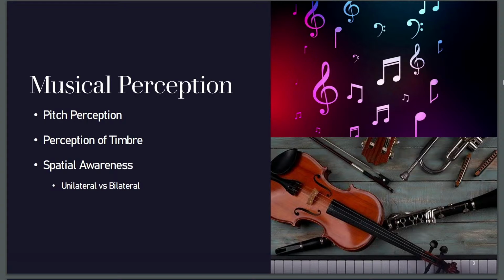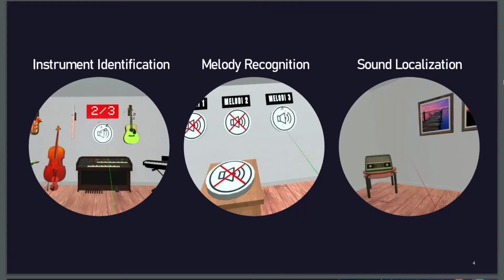So what we are focusing on are the limitations of the device, such as pitch perception and the perception of timbre, so the ability to differentiate different musical instruments, and not only in the context of music, but also the direction of sound, which of course is dependent on whether you have one or two cochlear implants, whether you're unilateral or bilateral. And there have been previous musical training programs for CI users where some aspects they've been training are instrument identification, melody recognition, and sound localization.